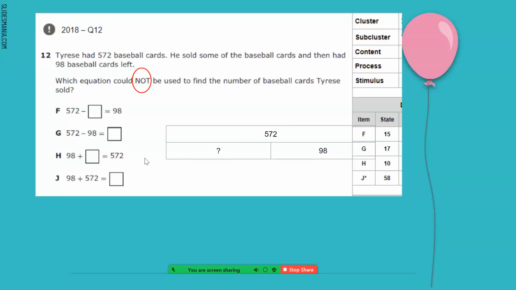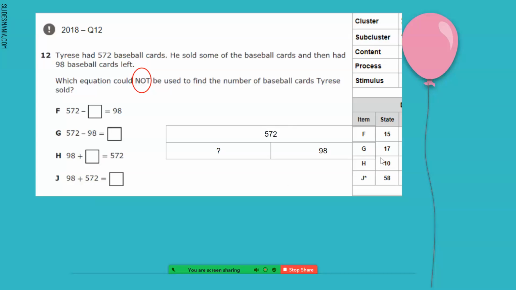Now let's look at this one. It doesn't have subtraction on it, but could it work? Let's think about this. If we have 98 plus this blank, would it give us 572, the total? Yeah, it would, wouldn't it? So we really have to start thinking outside of the box. And so let's look at this last one. Would it make sense to add 98 to the total number of cards to find out how many he sold? Yeah, that one doesn't make sense. So that would actually be our answer, our not question, okay?